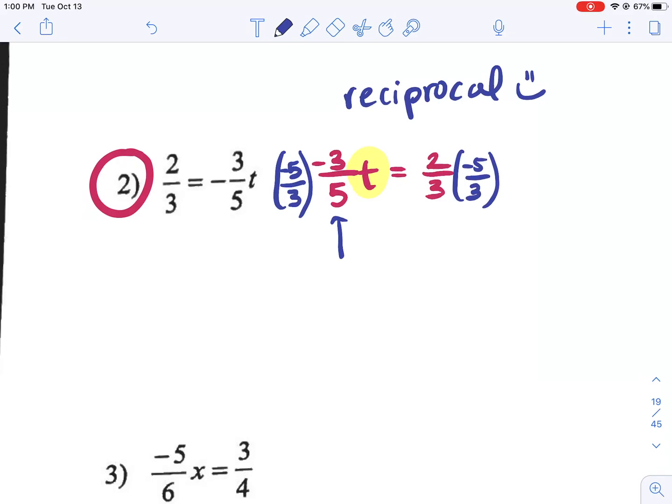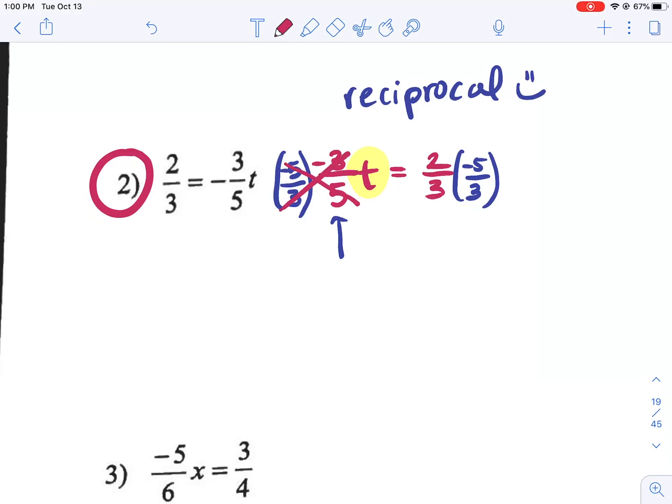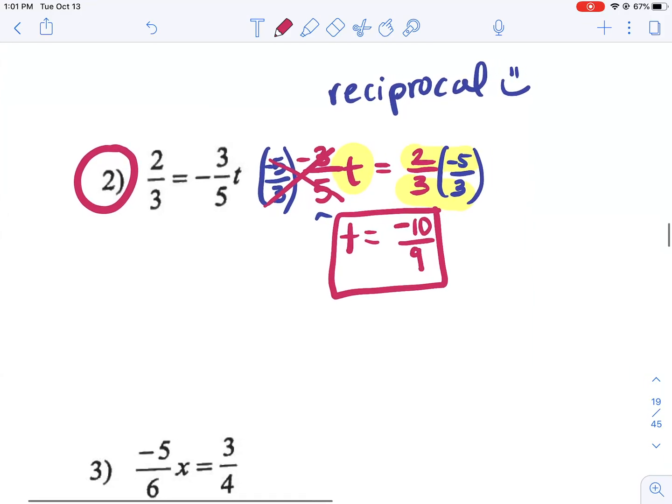And what I do to one side of the equation, I have to do to the other. So these are going to cancel out. So I'm just left with t on this side. And then I'm going to multiply here. I'm going to multiply across numerator by numerator to get -10. And then denominator by denominator to get 3 times 3 is 9. You could also use your calculator there. So here our answer is t equals -10/9.